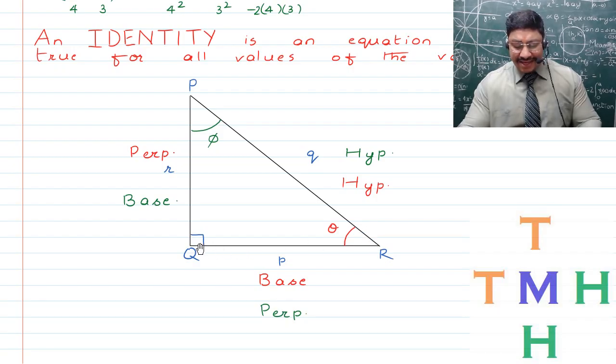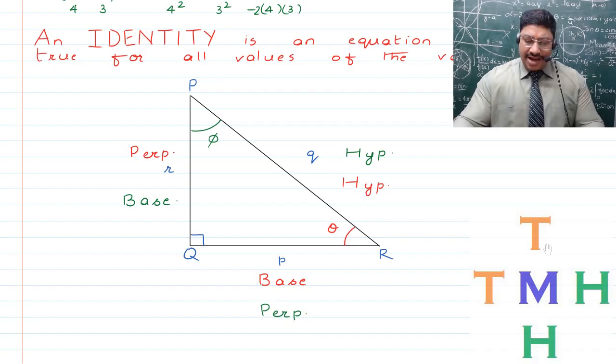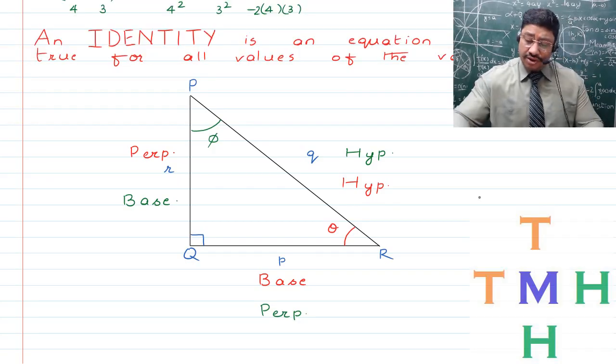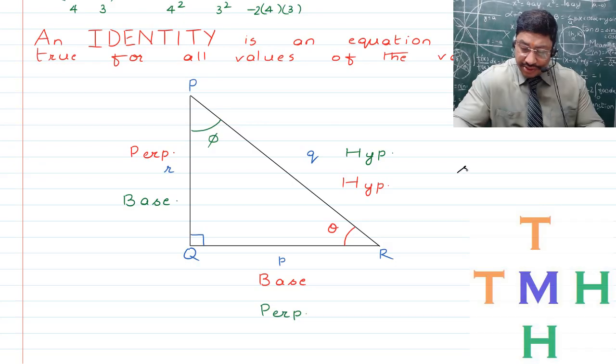So if this angle Q is 90, then theta plus phi will become equal to 90 as well, right? So if you talk about this angle to be theta, then you can talk about the other angle to be 90 minus theta. Now children, next we have some trigonometrical identities which obviously will require some trigonometrical ratios. Now, what are trigonometrical ratios?